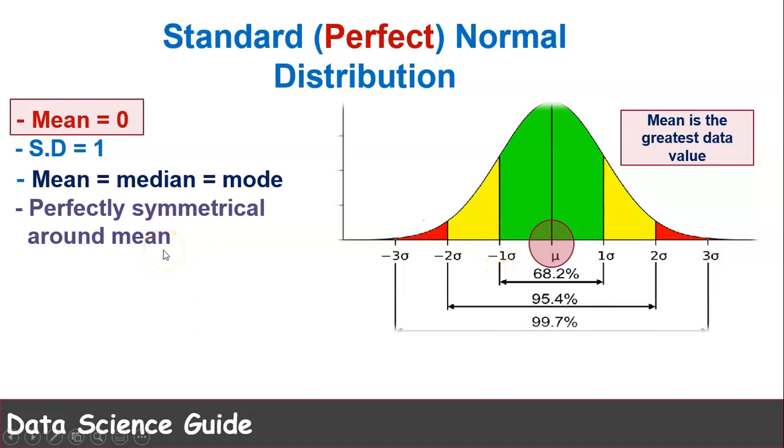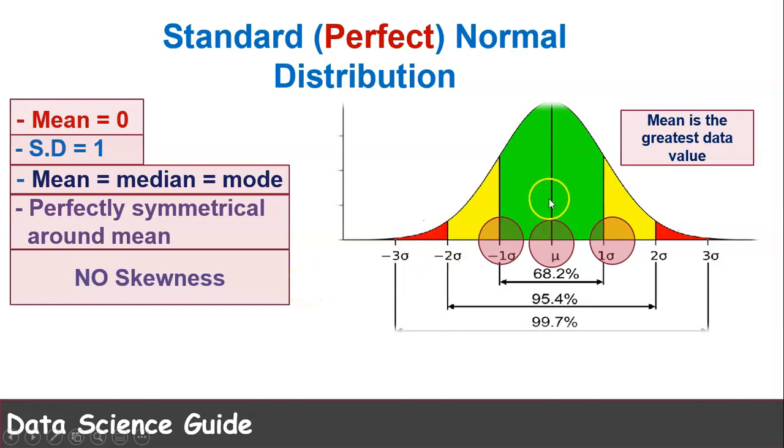And the third important characteristic here is mean equals median equals mode. Mean is the highest value in the normal distribution. And you see other data are dispersed perfectly in a symmetrical way around the mean. So it's perfectly symmetrical on the right side and the left side of the mean. And because the data are equally dispersed on the left and right side of the mean, you don't see any skewness. So there is no skewness in the standard normal distribution.